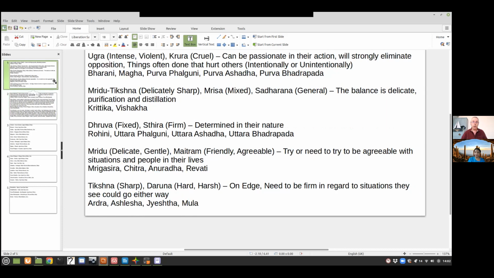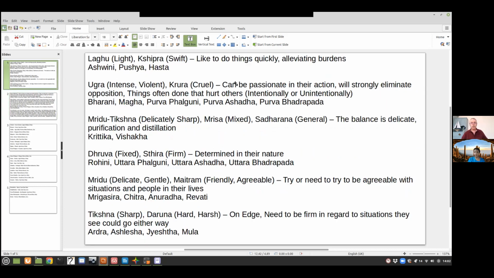So that handles all of the nature of the nakshatras. And if you go and find the portion of your video where this is at, you can write down a little list of these. You can put Laghu and Kshipra are Ashwini, Pushya, and Hasta. The Ugra and Krura are Bharani, Magha, Purva Falguni, Purva Ashada, and Purva Bhadrapada.